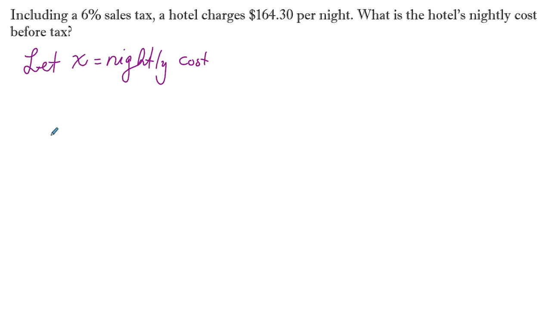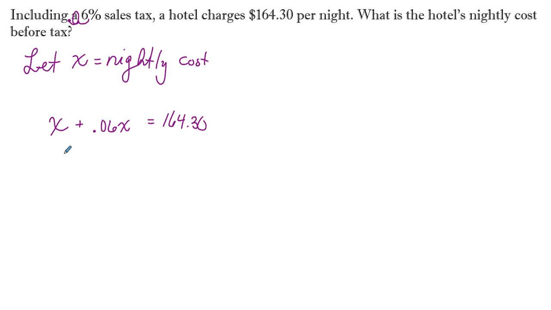Well, if x is the nightly cost, it would be the cost per night plus a 6% sales tax. Anytime you're dealing with a percent tax, whether it's a tax or a discount, etc., you're going to turn that into a decimal by moving it 2 places to the left. So 6% becomes 0.06. So it's the cost per night plus 6% of that cost is equal to the 164.30.